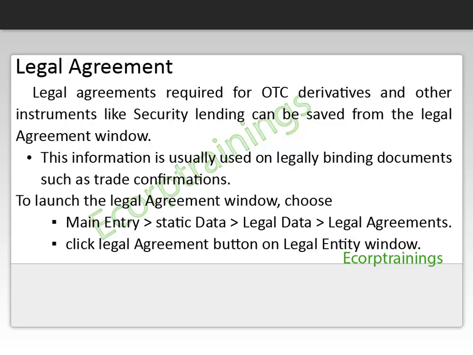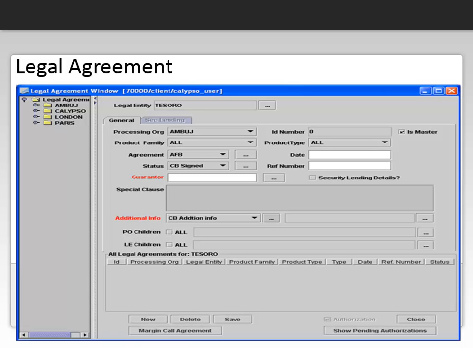Coming to legal agreement. This concerns all the legal agreements signed with the legal entity. Legal agreements required for OTC derivatives and other instruments like security lending can be saved from the legal agreement window. This information is usually used on legally binding documents, such as trade confirmations. To launch the legal agreement window, choose Main Entry, Static Data, Legal Data, Legal Agreements. Click the Legal Agreement button on the Legal Entity window.